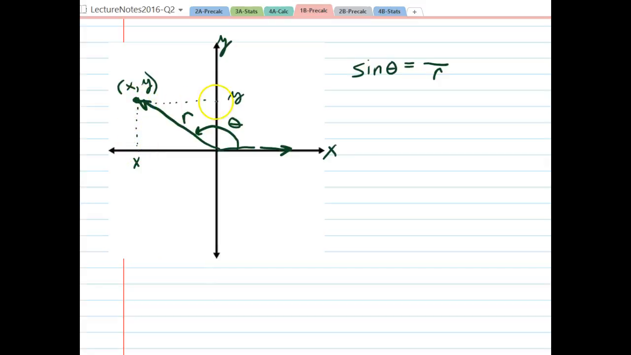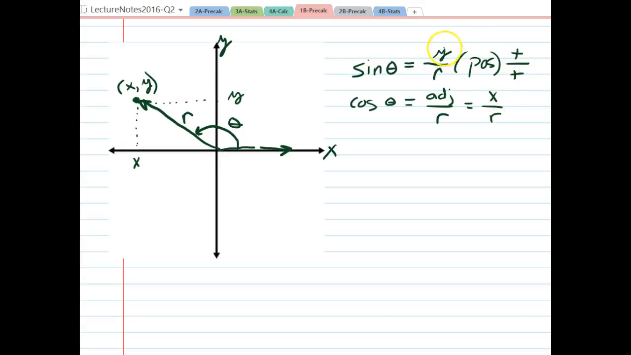And so that's measured with a positive y value. So that's going to be y over r. And that's going to be positive because it's a positive divided by a positive. But let's consider the cosine of theta. That's the adjacent side, also divided by the hypotenuse, which is r. In this case, the adjacent side happens to be the x-axis. And so that's going to be x over r.